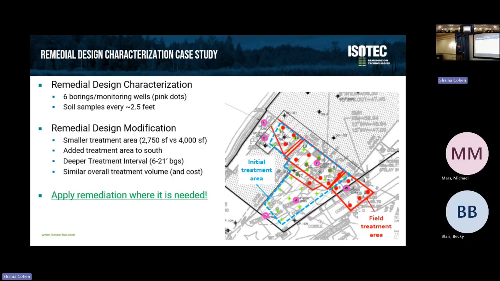And then we had this area to the south here that wasn't even in the initial plan that was impacted as well. So we ended up changing the treatment area, and it went from 4,000 square feet to 2,700 square feet, so actually a smaller footprint. We went with a deeper treatment interval, and we were able to put more reagent at that deep zone where the highest concentrations were. In the end, the volume of soil to treat was the same, and the cost was plus or minus the same. So from what was originally budgeted, we were able to take that same level of effort but really apply the remediation where it was needed, just by having a higher level of remedial design characterization.